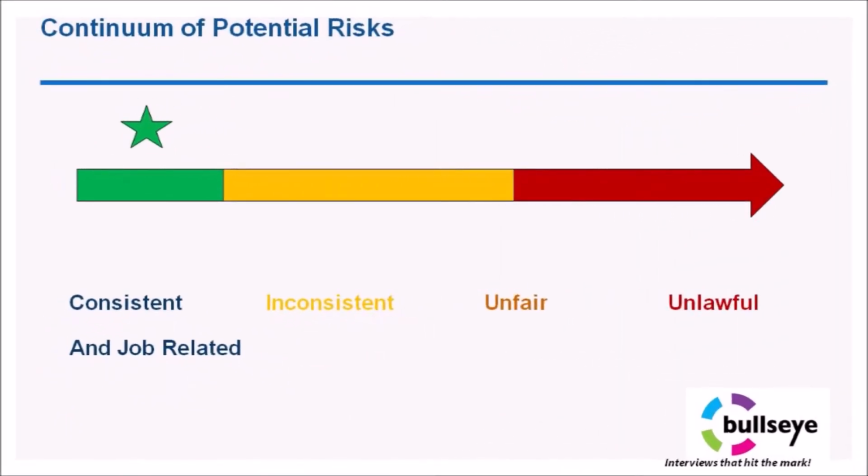This graphic demonstrates that we want to make sure that our questions are consistent and job related. The minute we're inconsistent about any step along the way of our hiring process, the case could be made that that's unfair and potentially unlawful. And so in order to stay in the green area, we want to make sure that we are fair and consistent in all of our actions and decisions.